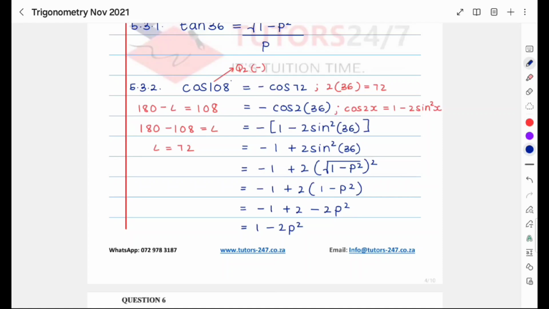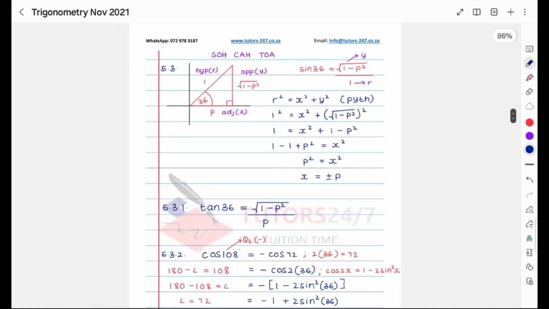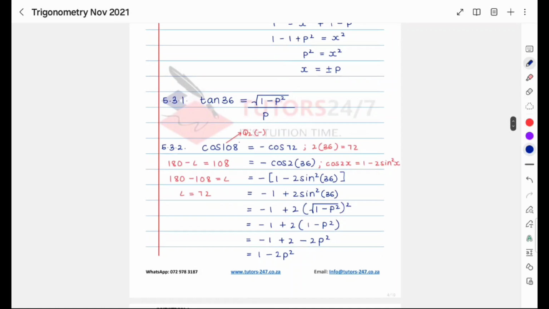All you had to do was reduce the angle because you were given an angle greater than 90 degrees. Once you reduced it, you had to identify the connection between 72 and 36. If you could not identify the connection between them, you would have struggled to continue from that point. So we know that double 36 is 72. Therefore, we were able to use double angles. And that is it.